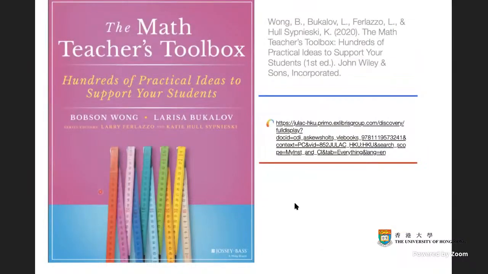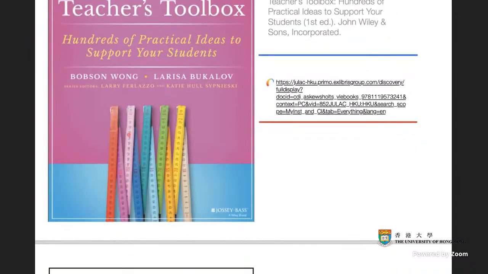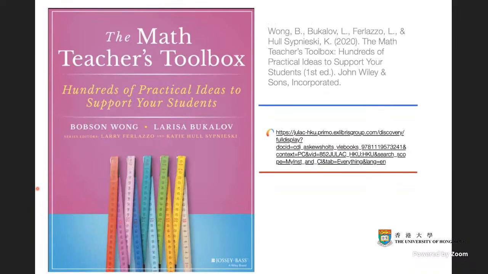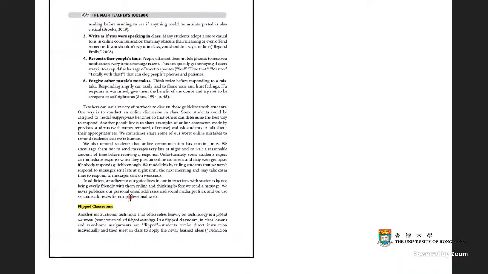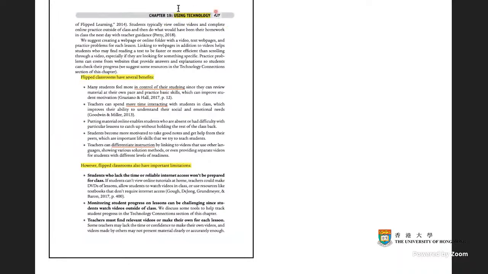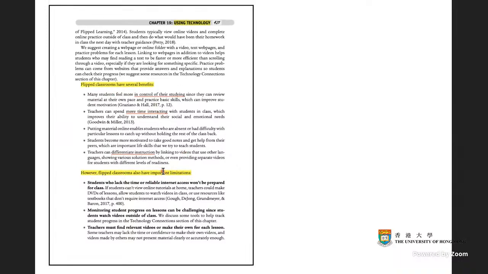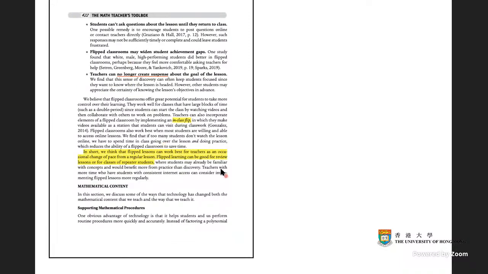The third book I would like to share here is also a good guide for mathematics teachers. Overall, it provides practical ideas and skills. And in this chapter, you can see that it also mentions the flipped learning ideas, within a chapter about using technology. So it is also part of the consideration of the use of technology. And the author here listed some benefits as well as limitations, which can be very useful for you to understand some of the characteristics of the flipped learning ideas.